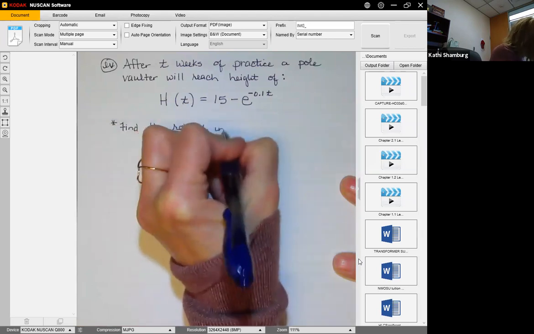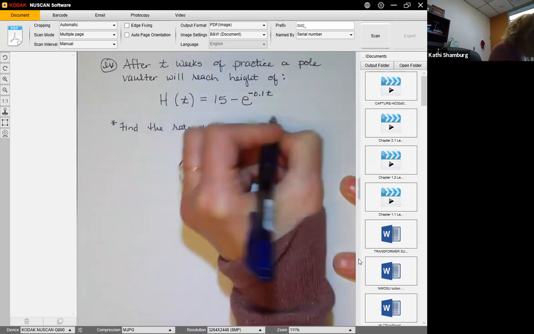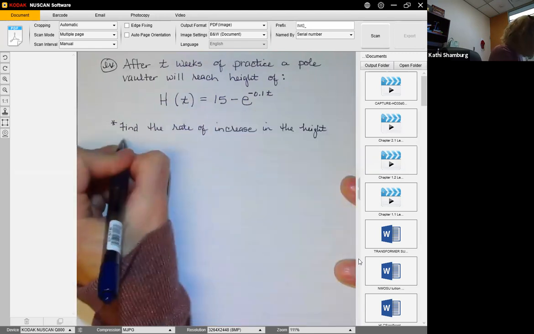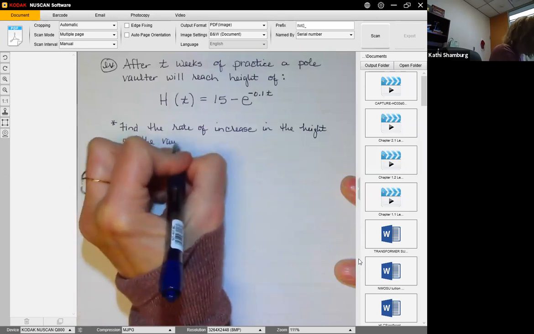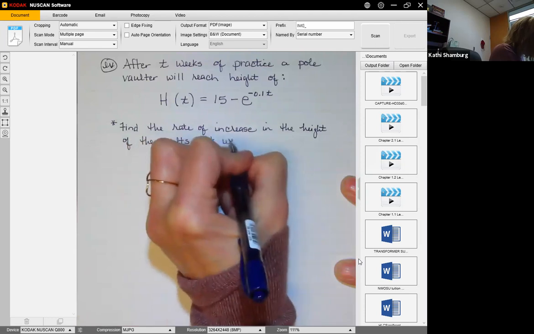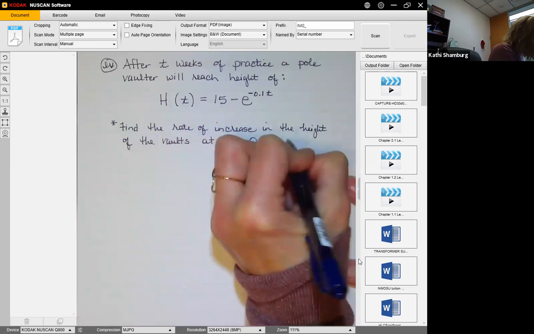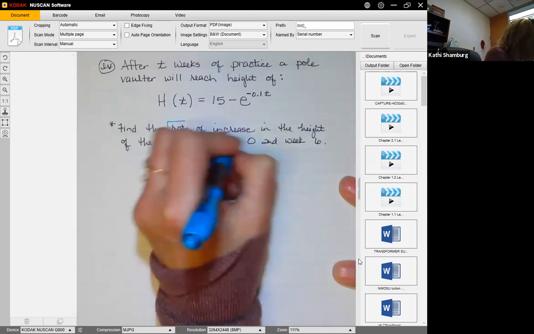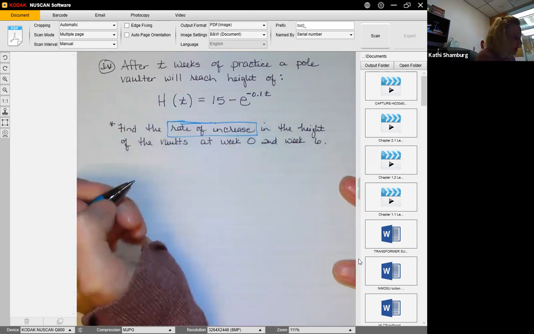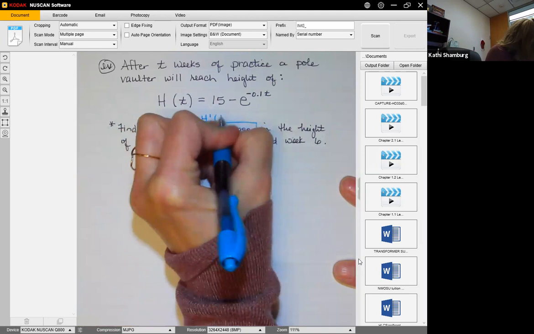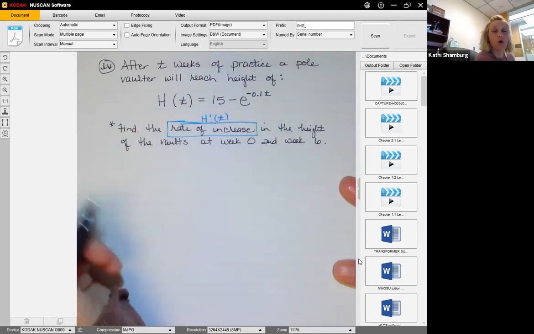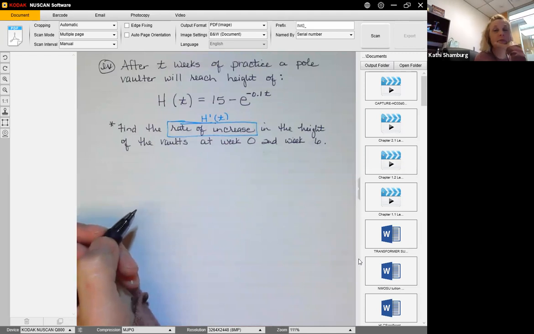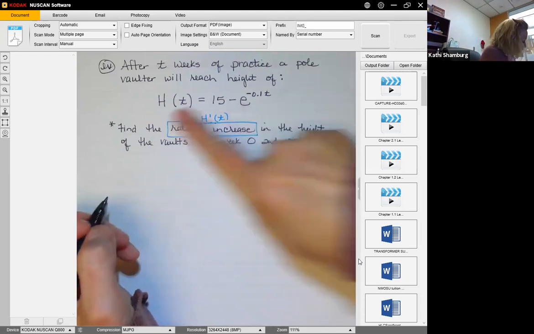Okay, but what you're going to be asked to do is to find the rate of increase in the height of the vault at week 0 and week 6. All right, here's what should jump out to you right here. Rate of increase. Rate of increase tells you, oh my goodness, I need to take the first derivative of my function. Once I do that, then I can plug in 0 and 6 for my t. But because it says rate of increase, that tells me I have to find the derivative. So we're going to find the derivative of this.